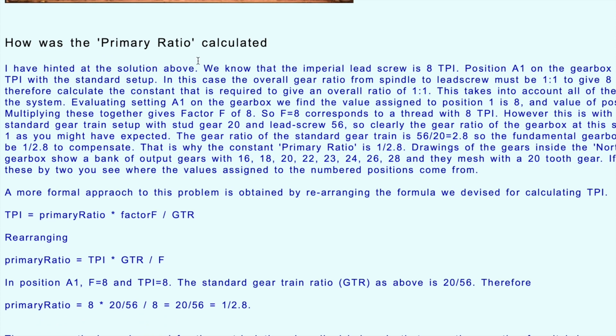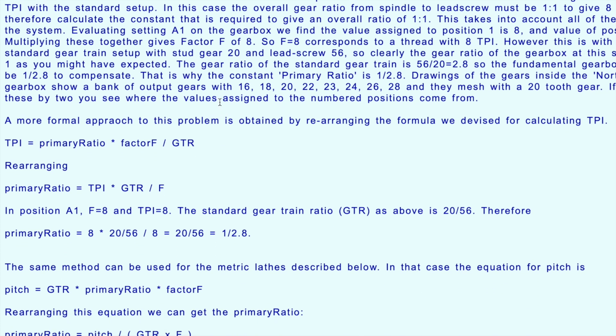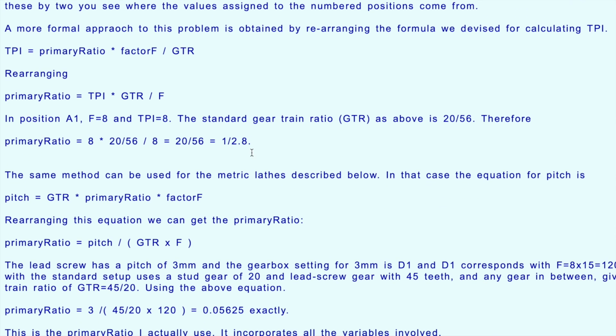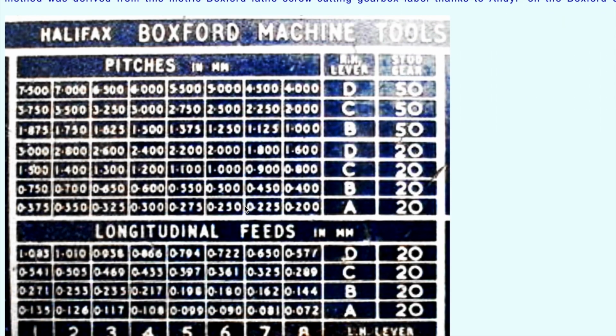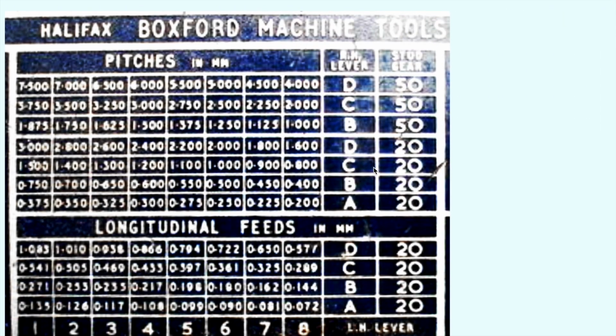So I've just explained how we calculate this primary ratio by knowing that the lead screw is 8 threads per inch and that we need an overall ratio of 1 to 1. I was able to derive this primary ratio. This just goes through how that's done mathematically. And then we come to the metric lathe and we do the same thing all over again.